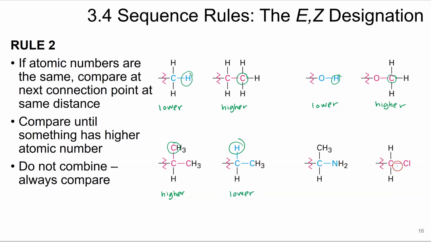This is C to N versus C to Cl, C to CH3, C to H. So we don't want to add these because C to N is going to be larger than Cl to H. We're just looking at the individual atoms here. So C to Cl, this is higher.